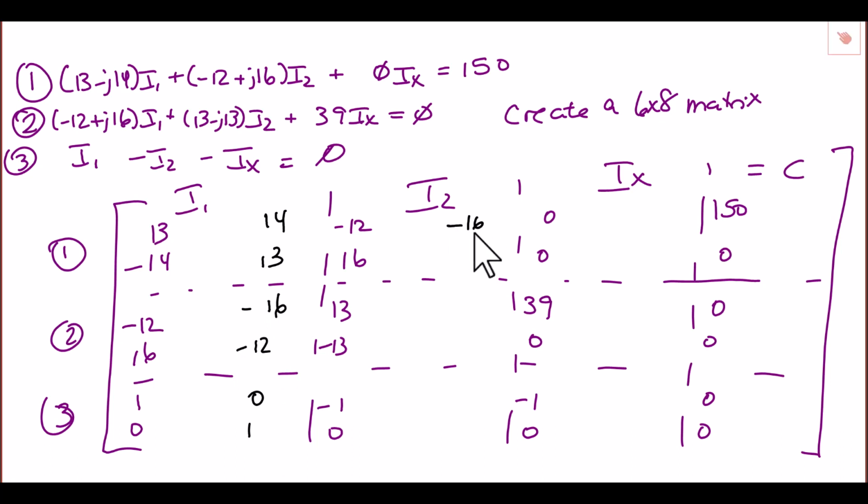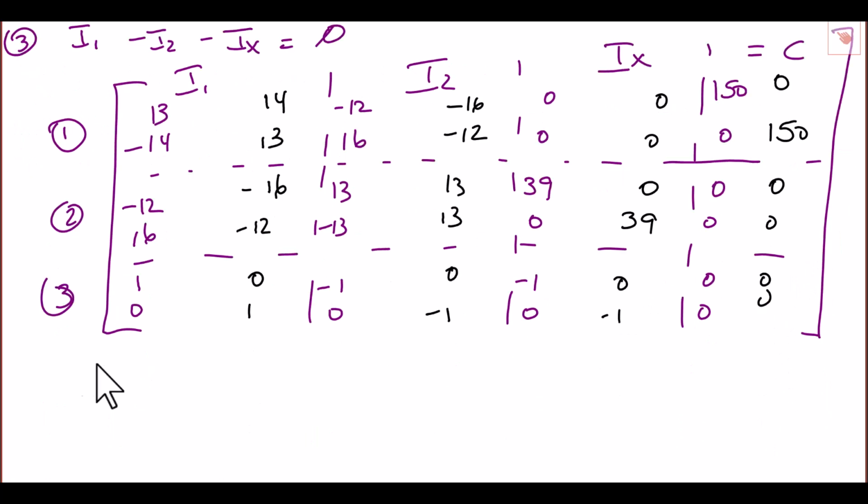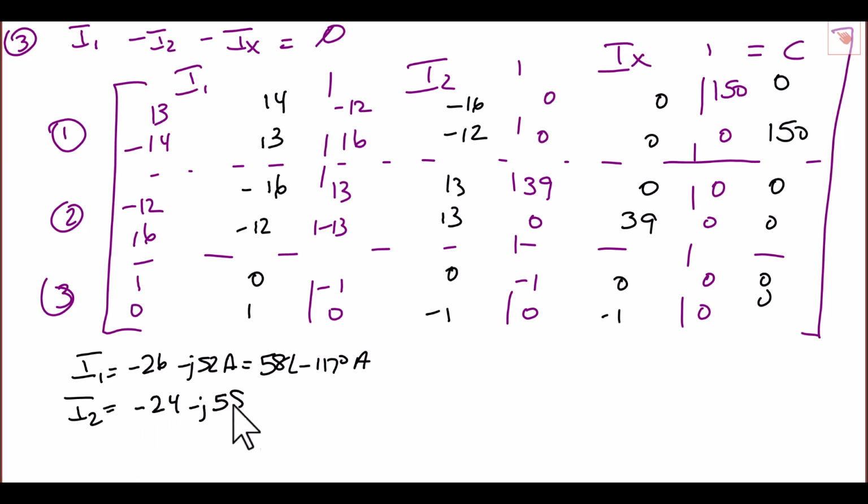Then we go back and we fill in our even columns where we negate only the second number and we swap it with the first number. So we have 14, 13, negative 16, negative 12, 0, 1 for column 2. We have negative 16, negative 12, 13, 13, 0, negative 1 for column 4. And 0, 0, 0, 39, 0, negative 1 for column 6. And column 8 is 0, 150, 0, 0, 0, 0.